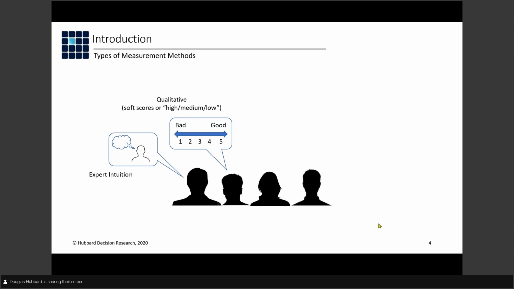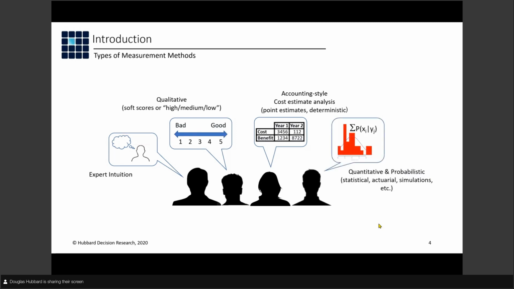We'll talk a little bit about the performance of those methods. There's also traditional accounting style methods, entirely deterministic. They don't take into account uncertainties or anything like that. They pretend as if each number is known exactly, even when they know that they don't really know everything perfectly. And then, of course, there's a wide range of quantitative probabilistic methods. And even among those, some are better than others.